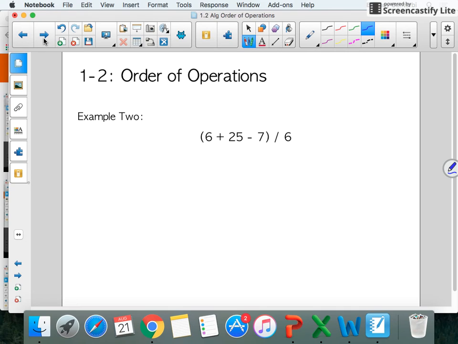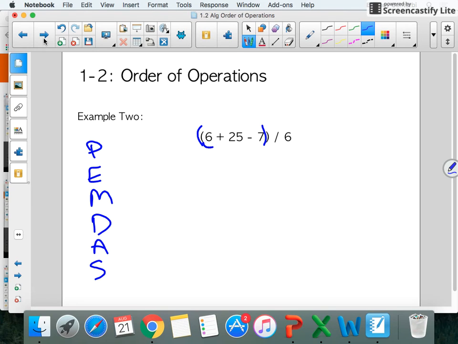Our next example is 6 plus 25 minus 7, divided by 6. So again, we're going to do PEMDAS. So I'm first looking to see if I have any parentheses or exponents, and here I do. I have a set of parentheses. So that means I have to do what is inside the parentheses first, but you also have to follow the order of operations inside the parentheses. So I'm going to do addition and subtraction, but going from left to right.